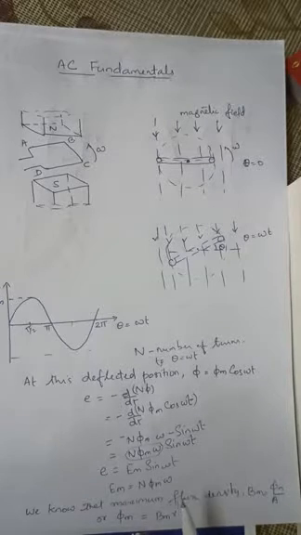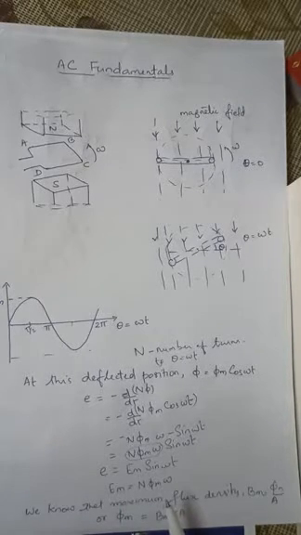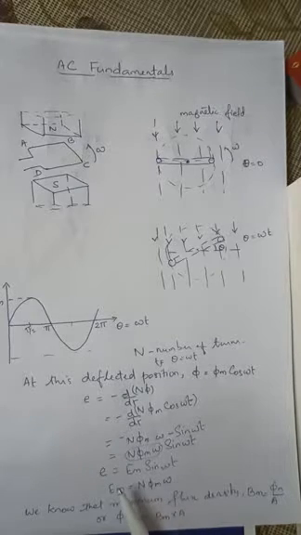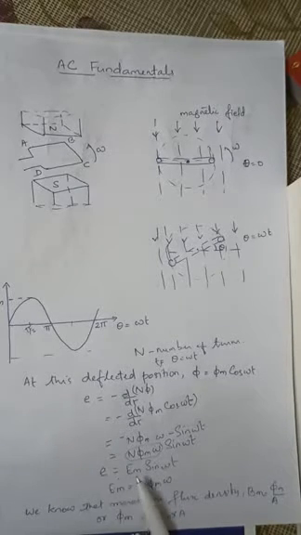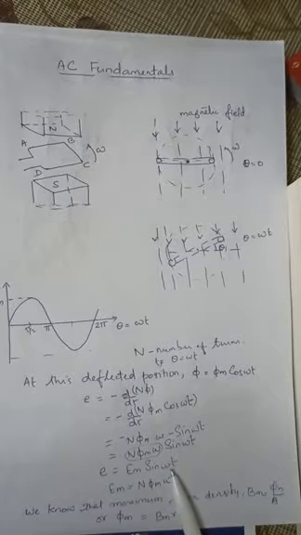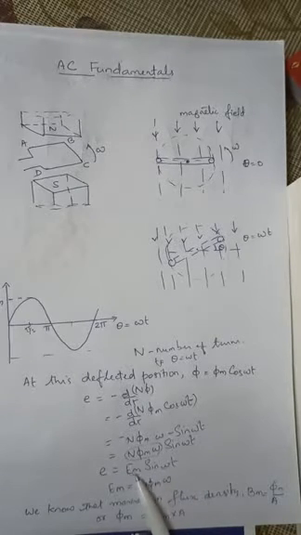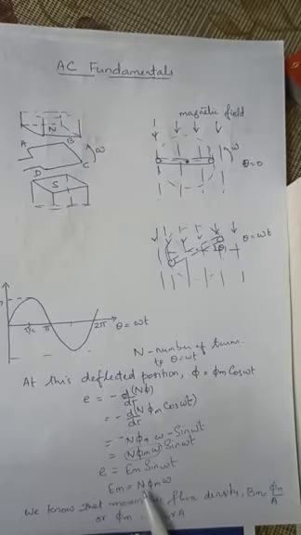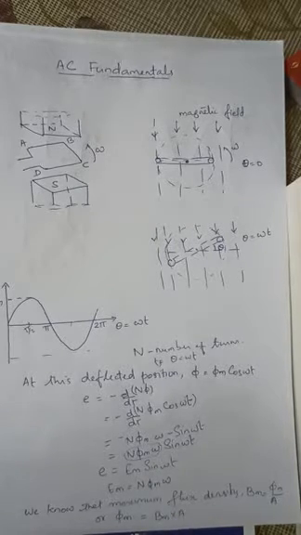In the last class, we were discussing the generation of EMF in a coil. We derived the equation of EMF, e is equal to Em sin omega t, where the maximum value Em is equal to N into phi m into omega.